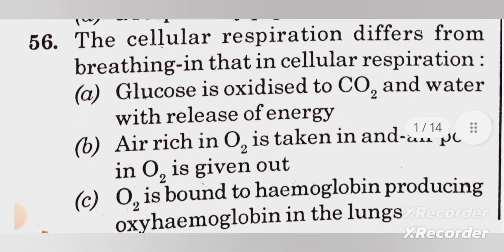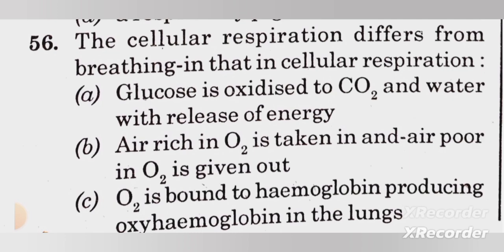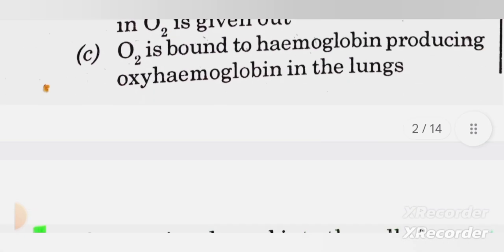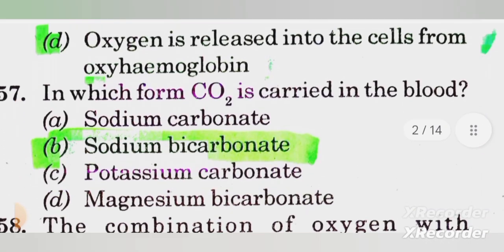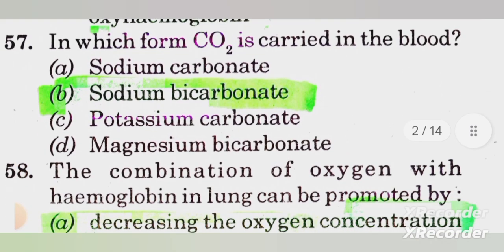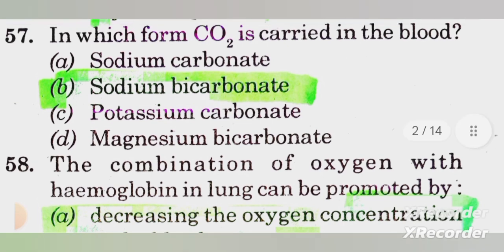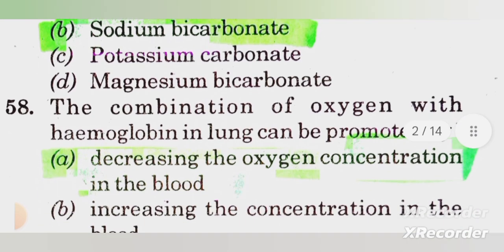Next, 56. Cellular respiration differs from breathing in that in cellular respiration, answer D, oxygen is released into the cells from oxyhemoglobin. Next, 57. In which form is CO2 carried in the blood? Answer B, sodium bicarbonate.